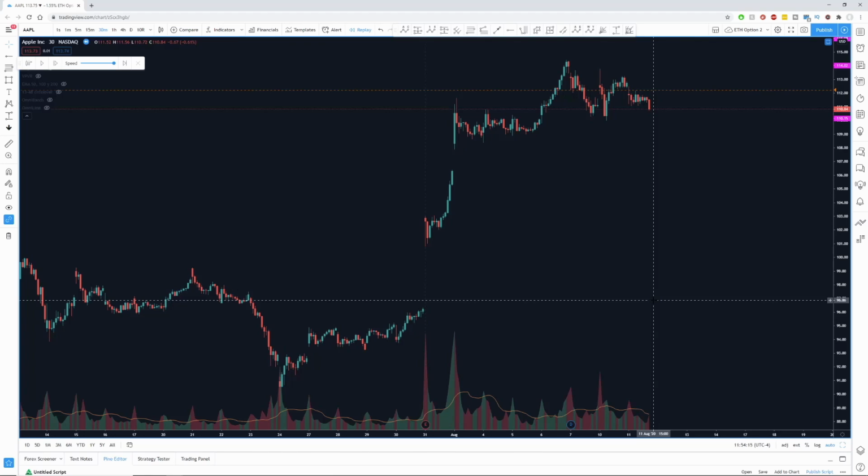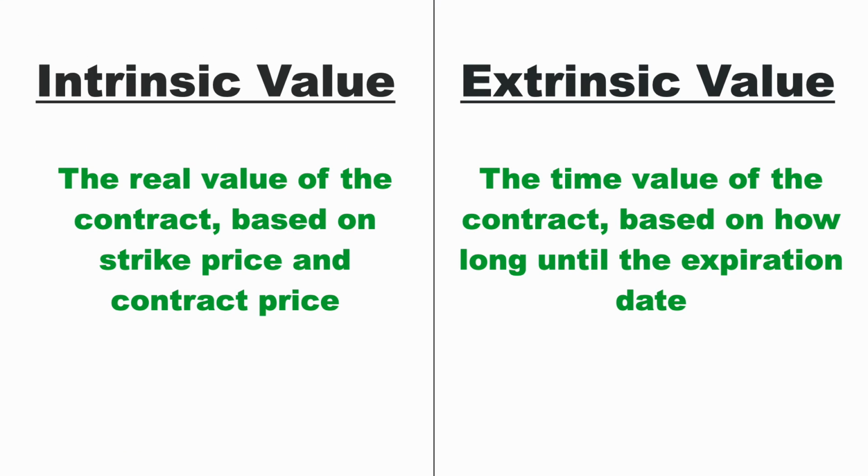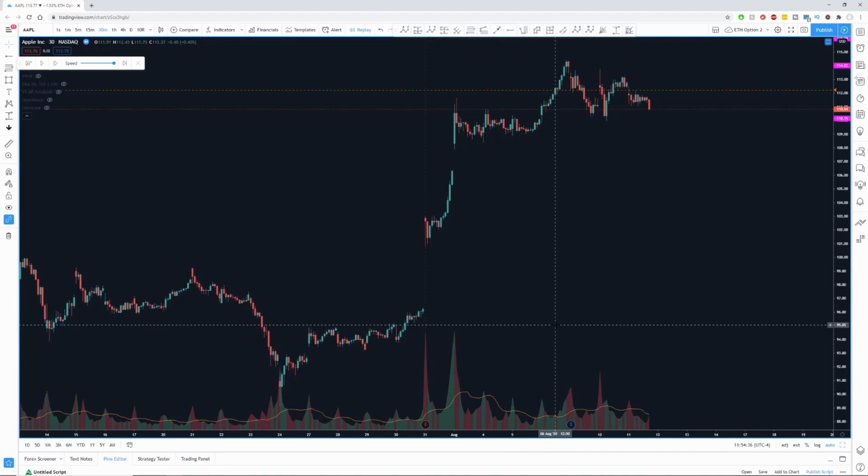There are two super important things to understand about how the value of a contract actually comes about: intrinsic value and extrinsic value. Intrinsic value is the real value that the contract actually had. Let's say that Apple had dropped to $95 before that August 7th expiration, all the way down here. Because we have the right to sell at $100, our contracts actually have a value of $5 per share.